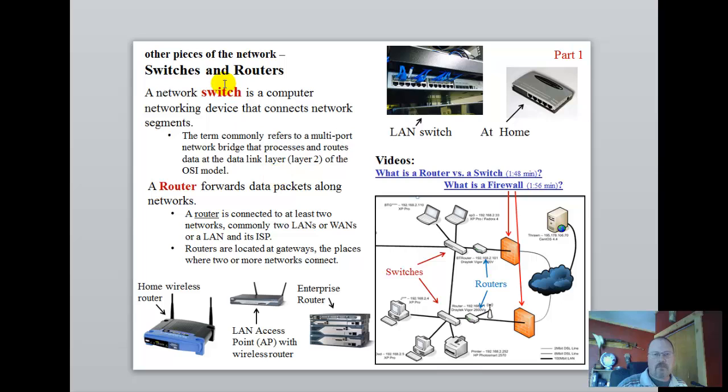Now, the next piece of this is we have switches and routers. So a network switch is a computer network device that connects network segments. Now, if we look at this picture, here's this switch. Okay, now we have the different computers on our campus. Think about the computers in the computer lab there on campus.